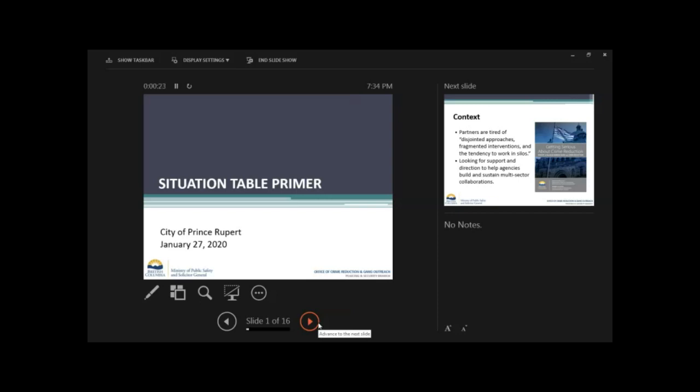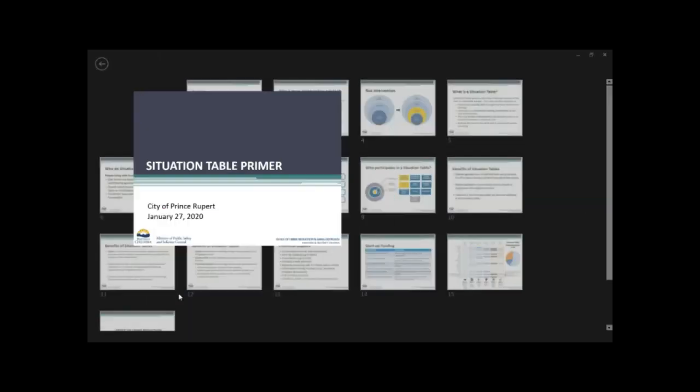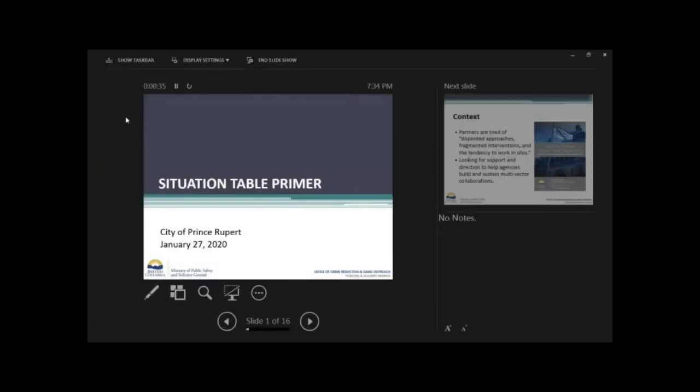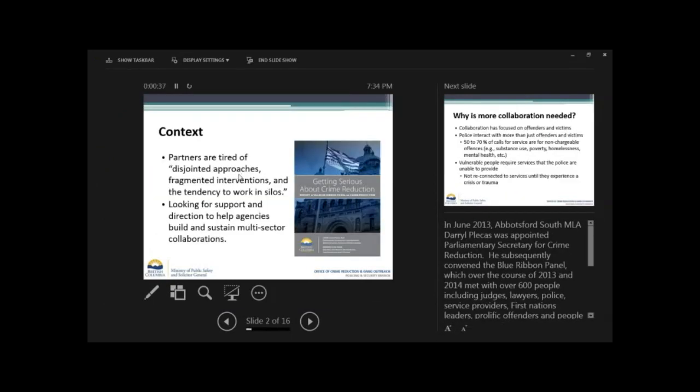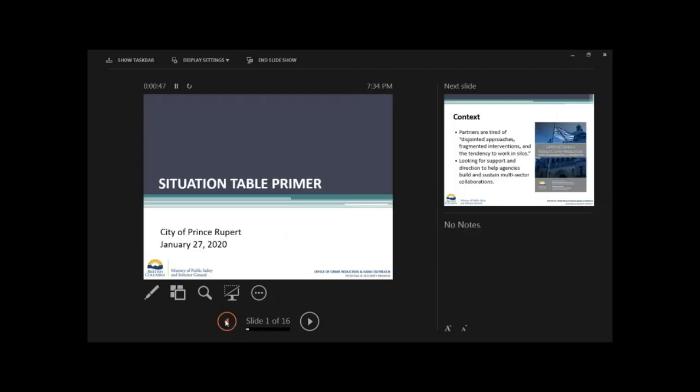So I think we can move on to the first slide. This is a situation table overview. So what I'm going to do tonight is walk council through the model, as a refresher from the session that we hosted in August when I attended Prince Rupert on invitation. Councillor Ady, I believe you were there as well, and we actually had technological issues there as well. We were all cuddled around a laptop, so it's going to be nice for us to walk through this once again. Rosa, can you please go to the next slide?